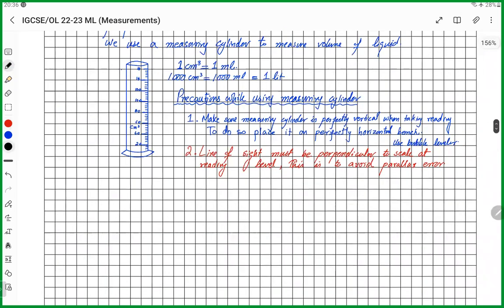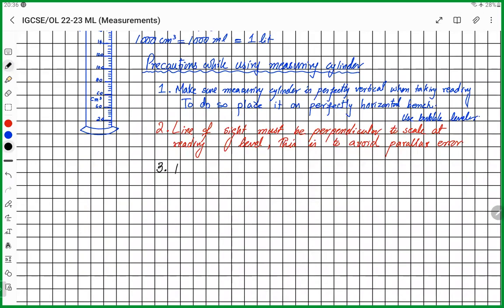Now, third, tap the measuring cylinder gently to remove air bubbles, if any. Sometimes in liquids, air gets trapped. If you put a fizzy drink into a glass, you might see some bubbles that are connected with the walls inside the liquid. So that is carbon dioxide that has been trapped in the liquid. So some of the space is occupied by those carbon dioxide bubbles.